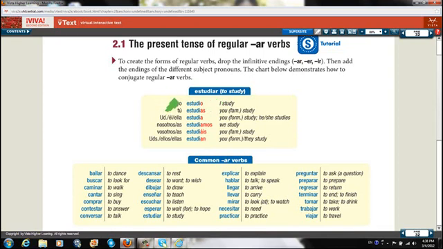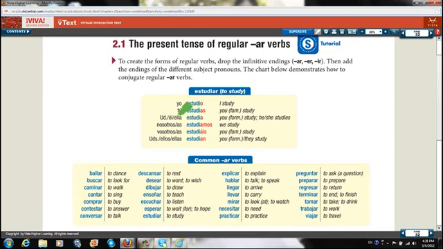Now, the usted, you study, is usted estudia. You are studying. Maybe someone you don't know very well. You would say, usted estudia, ¿verdad? You're studying, right? He is studying. Él estudia. He studies or is studying.